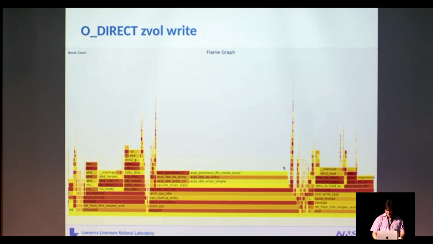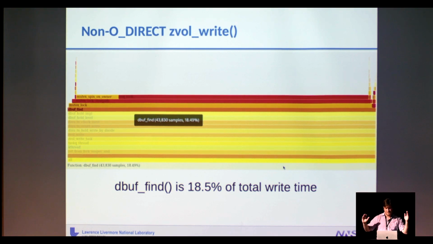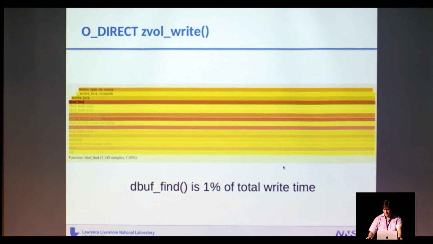If you drill down into zvol_write, in the non-O_DIRECT case, you can see that almost all its time is taken up by dbuf_find. It's actually 18.5% of the total CPU time is in dbuf_find for non-O_DIRECT writes. But with O_DIRECT, it's 1% of the time. So something's going on in dbuf_find that's eating up all of our performance.